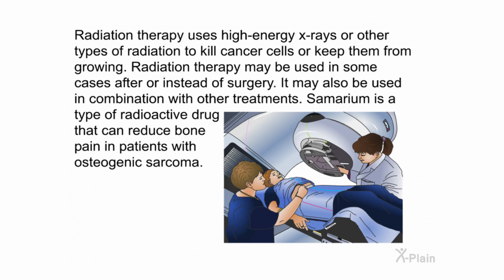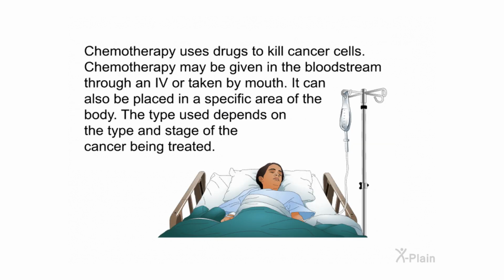Radiation therapy uses high-energy X-rays or other types of radiation to kill cancer cells or keep them from growing. Radiation therapy may be used in some cases after or instead of surgery. It may also be used in combination with other treatments. Samarium is a type of radioactive drug that can reduce bone pain in patients with osteogenic sarcoma.